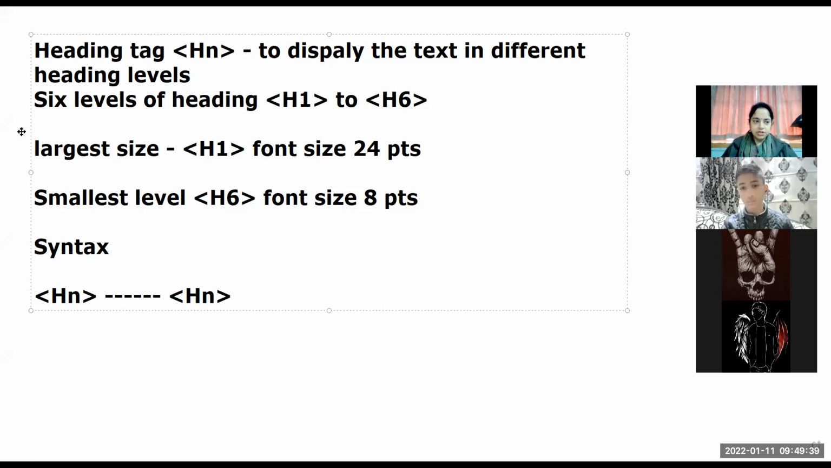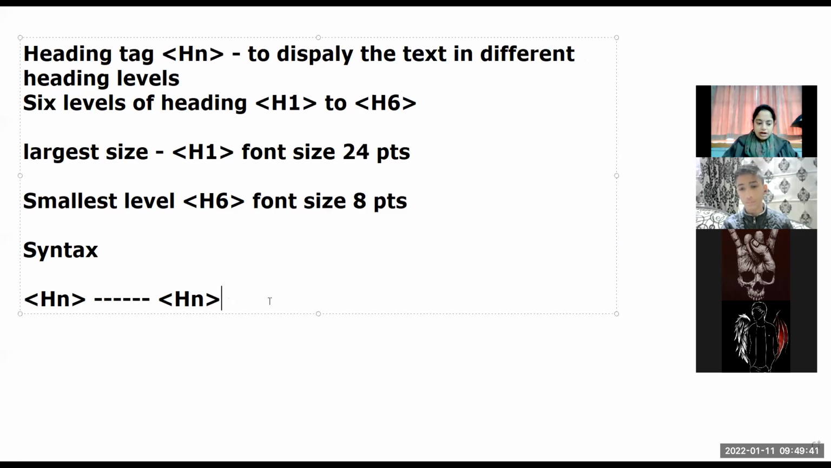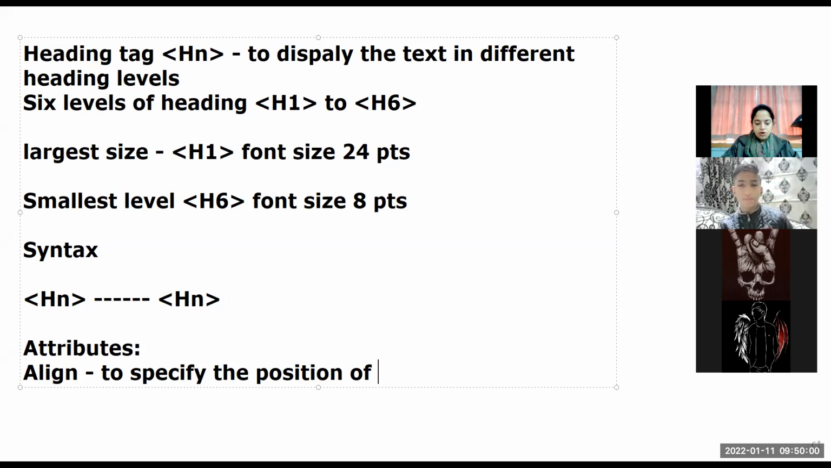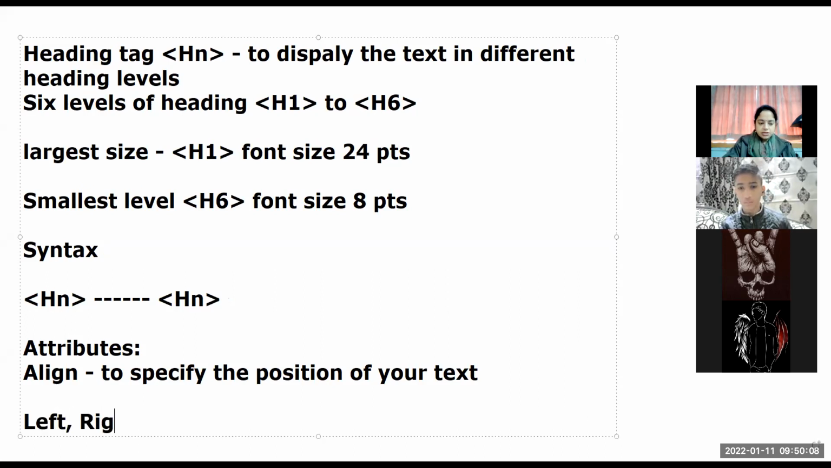The first tag that we are going to learn is the H1 tag. Okay, now attributes. What attributes can we use with the H1 tag? Only one attribute can be used with the heading tag, that is the align attribute, to specify the position of your text. The align attribute can have the values left, right, or center.